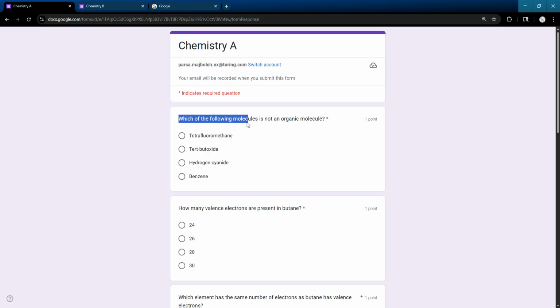Which of the following molecules is not an organic molecule? Molecules is not an organic molecule. Tetra, tert, benzene, hydro, tert bauxite.